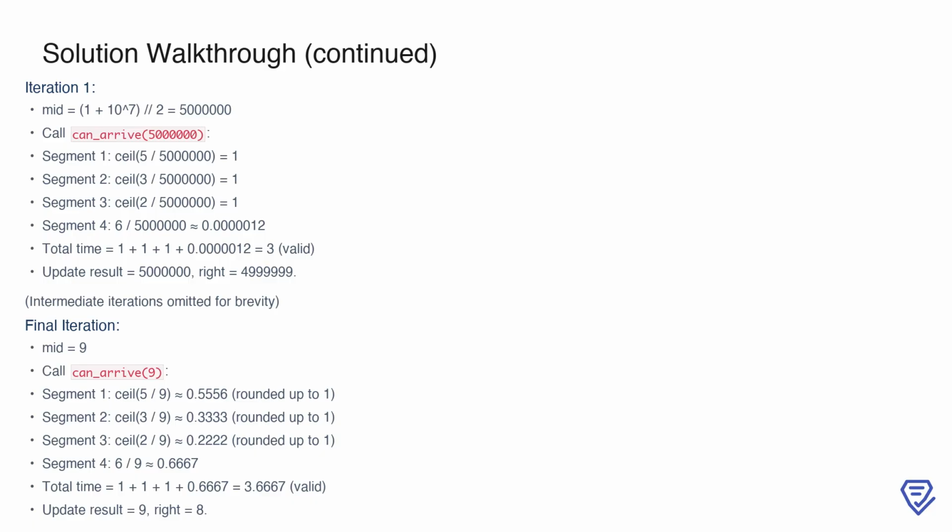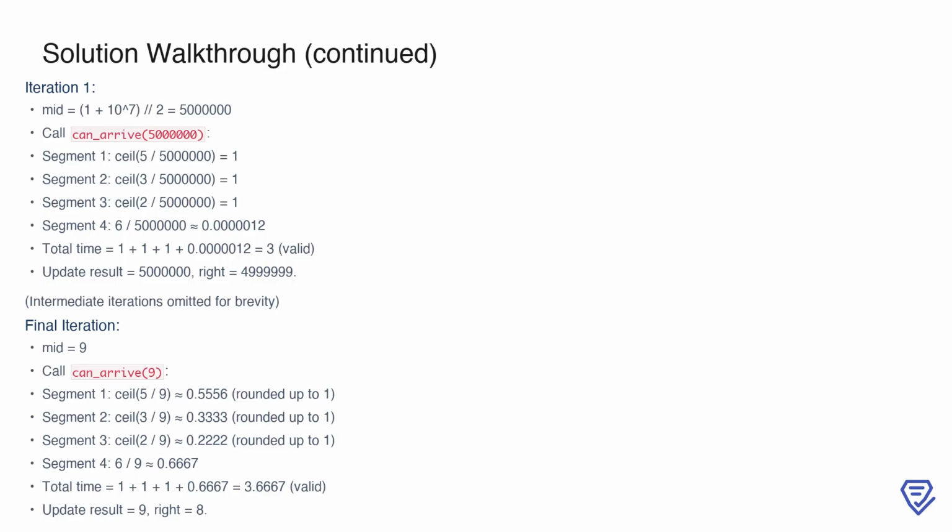For the first segment, the time is rounded up to 1 hour. The same calculation applies to the second and third segments, each contributing 1 hour. For the fourth segment, dividing 6 by 5 million gives a negligible time, approximately 0.000012 hours. Summing these, the total travel time is 3 hours, which is within the allowed 7.5 hours. Since the speed is valid, we update our result to 5 million and narrow the right bound to 499.9999.